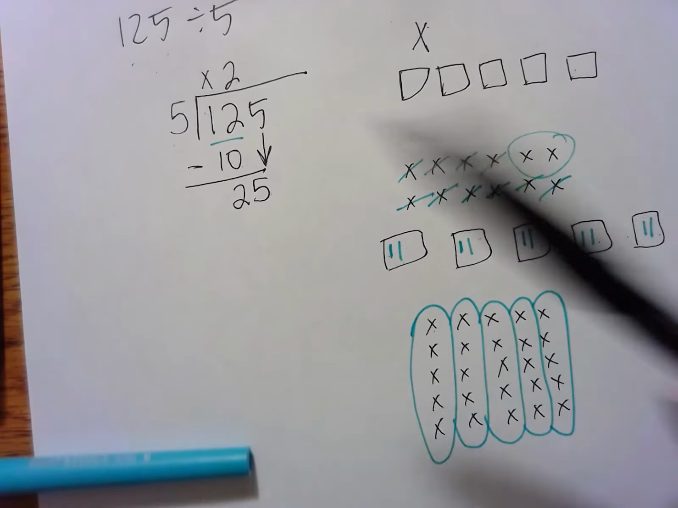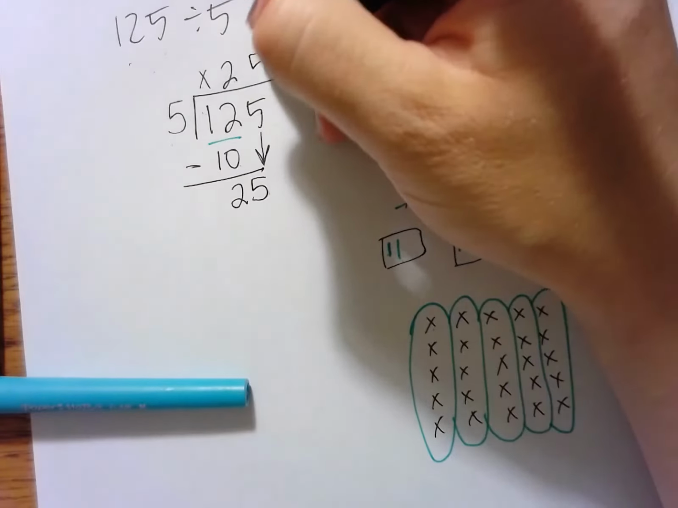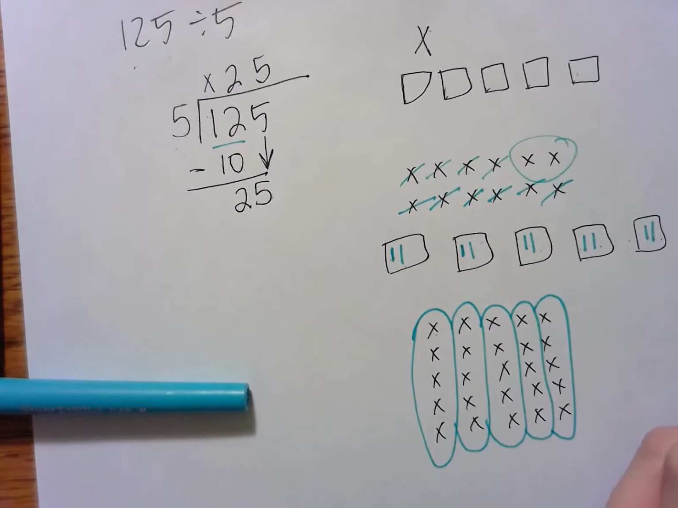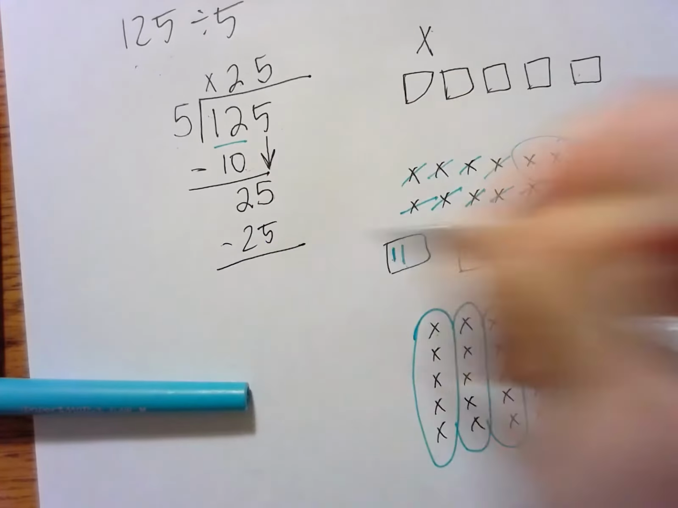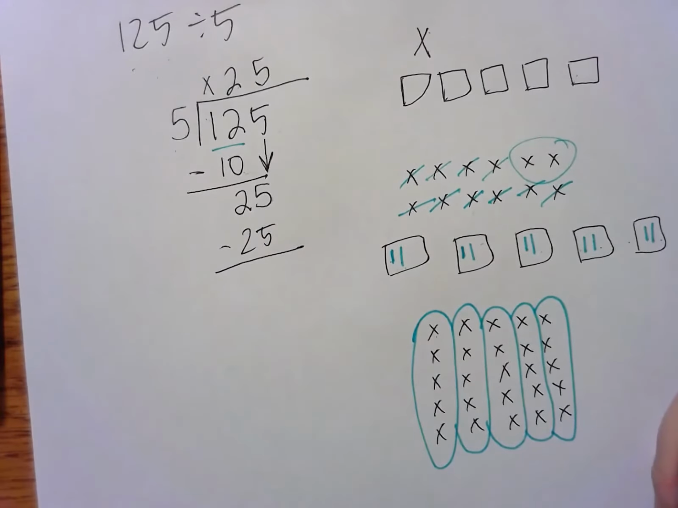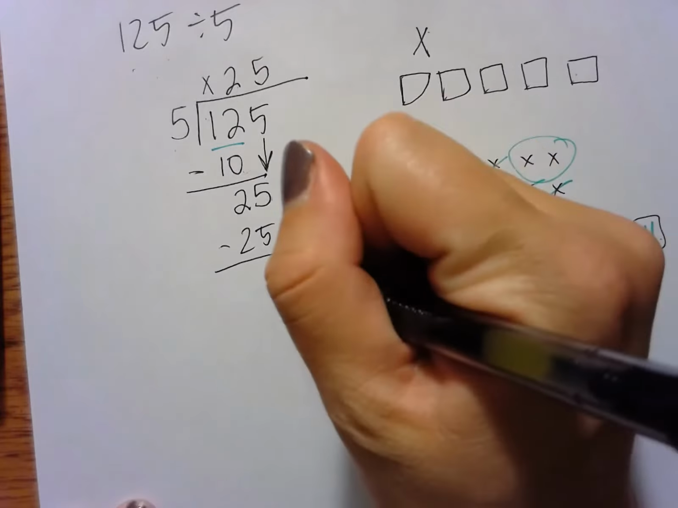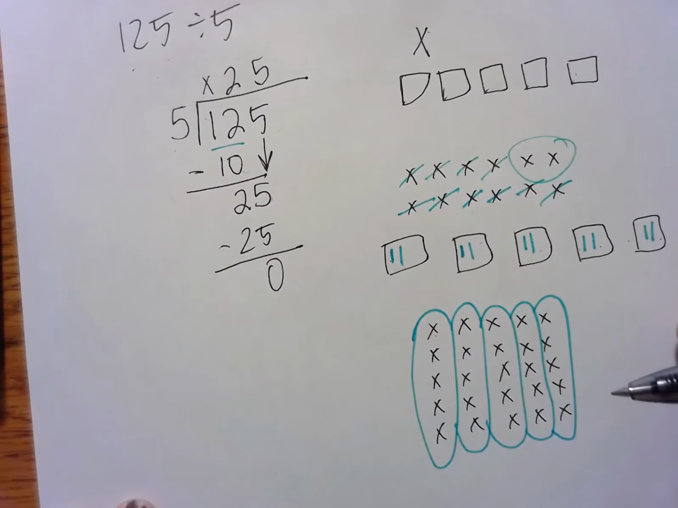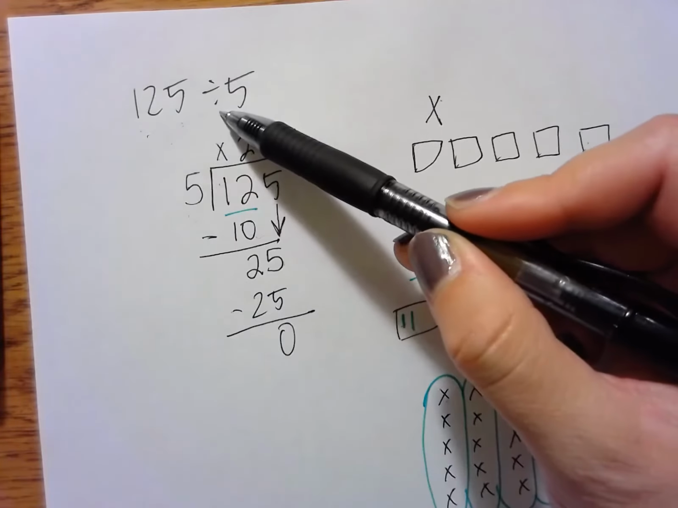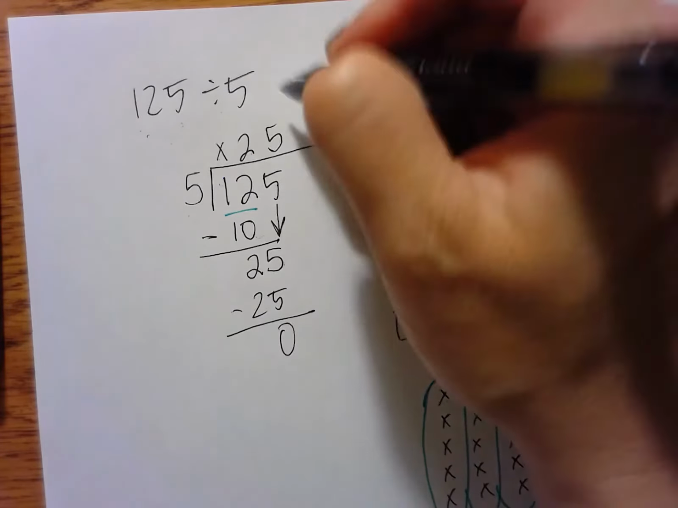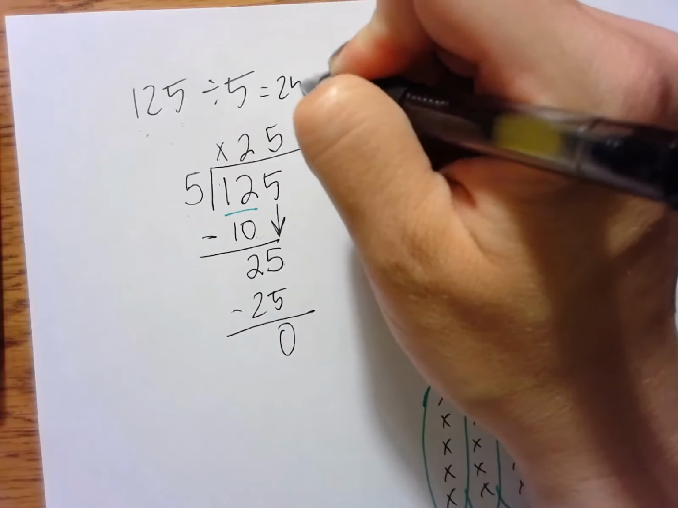So that means that 5 times 5 is going to equal 25. And then we just subtract. So 25 minus 25 is 0. So what this means for us is that with our problem, 125 divided by 5 equals 25.